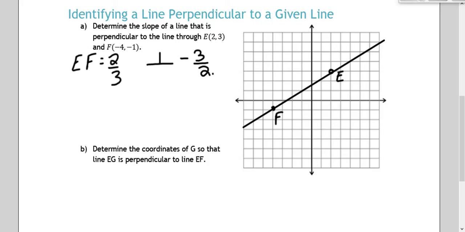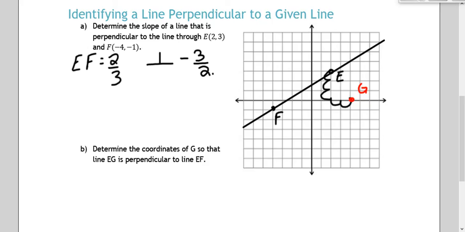And it's going to pass through one of these other points. I think it said to pass through E. So then if we want to do this, we go down 3, so 1, 2, 3, and over 2. So then we would have a new point over here. Yeah, determine the coordinates of G so that the line EG is perpendicular to the line EF.